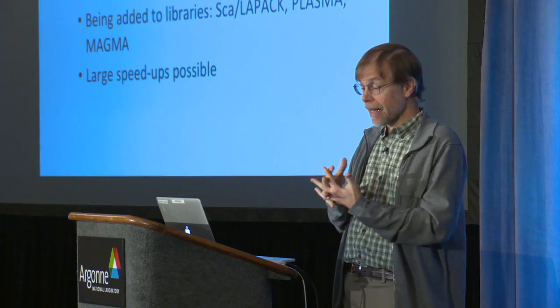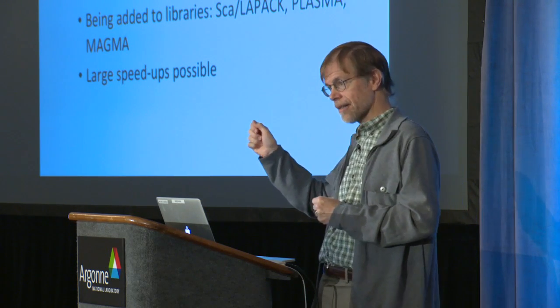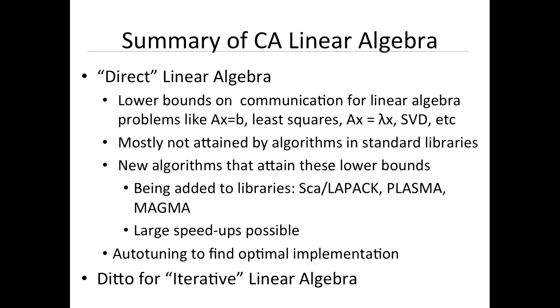So the theory that I describe tells you here's the design space of the best possible algorithm, but it doesn't tell you all the details of all the constants and block sizes. And so auto-tuning is a tool that we use to try to make sure we get the best algorithm. So let the computer do the work of searching for all the best block sizes. And then let me just say, to summarize, ditto for iterative linear algebra. So we have sort of the same approach.